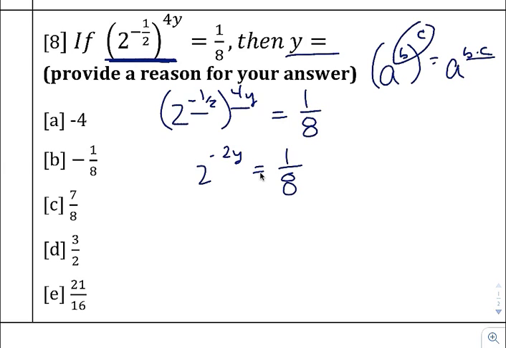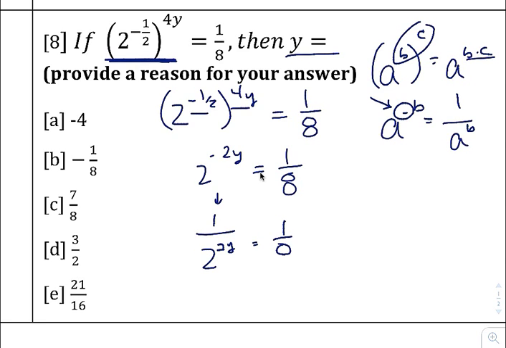The next thing we have to recall is that if you have a base to a negative power, that's the same thing as moving that base to the opposite side of the fraction, so in this case to the bottom, and then making that power positive. That negative does not make your numbers negative. Instead, that negative actually moves your base to a different part of the fraction. And so what's going to happen here is that we'll have 1 over 2 to the positive 2y equals 1/8. Okay, this is even better news because now we actually have on the right 1 over a number, and on the left we have 1 over a number, and so we're really, really close.